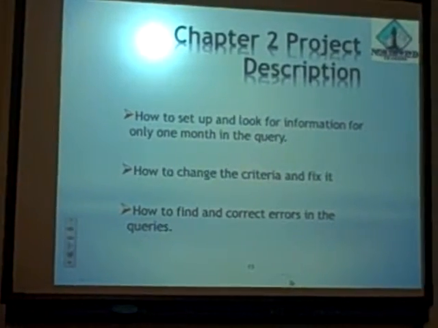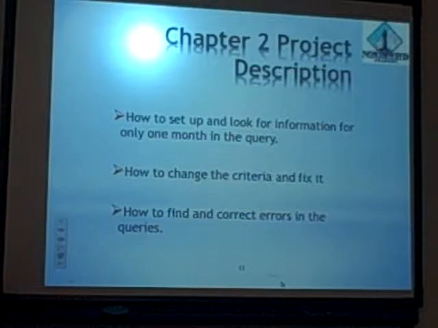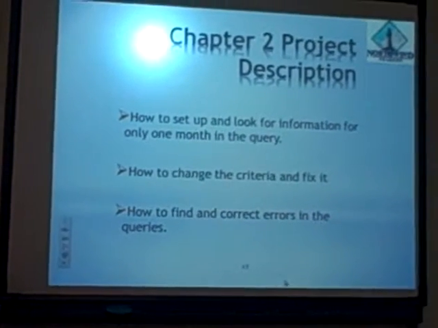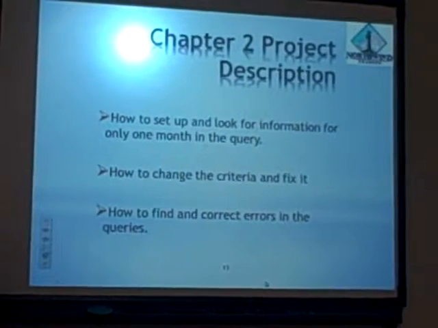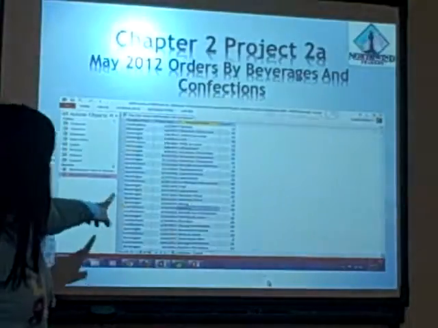For chapter 2, we did how to set up and look for information for only 1 month in a query, and then how to change the criteria and fix it, and how to find and correct errors in the queries. So you see here, this is for chapter 2.